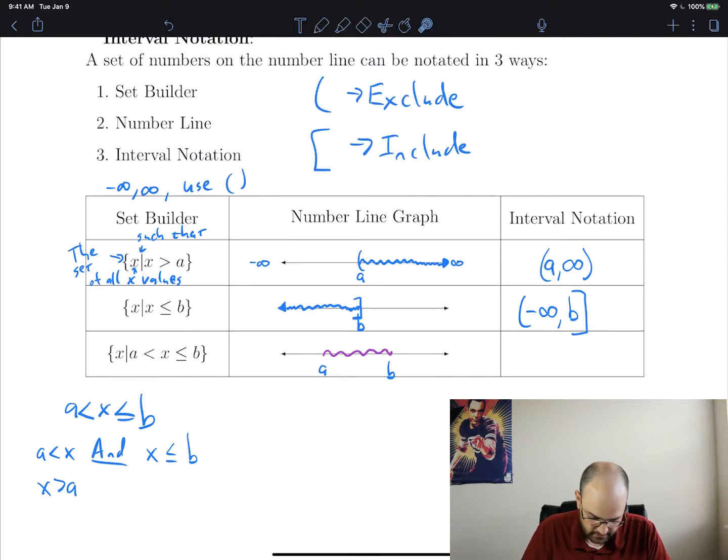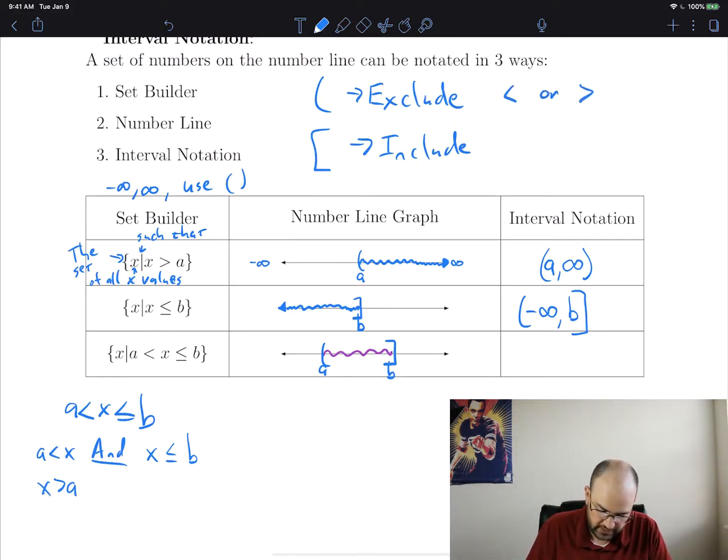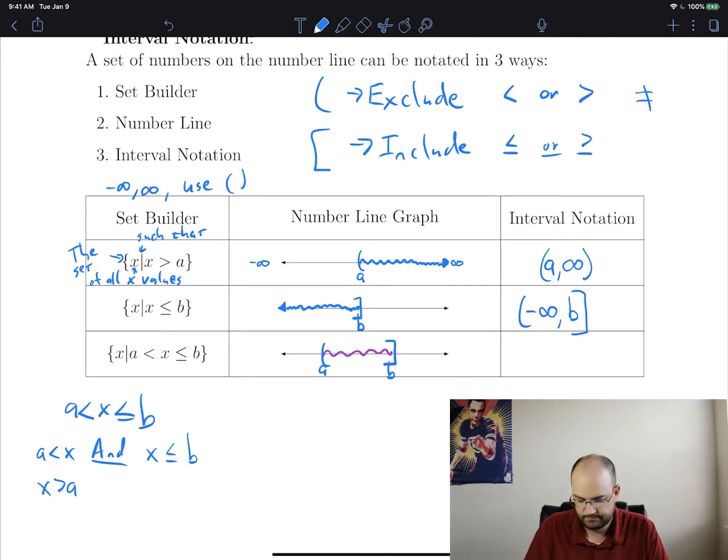As for our endpoints here, for a, we had a less than, so a less than symbol is simply parentheses. And for b, we had a less than or equal to, and that is a square bracket. Remember, just a less than or greater than is parentheses. Less than or equal to, greater than or equal to is square bracket. Technically not equal to as well is for the exclude. For the include would be less than or equal to or greater than or equal to, and the equal would just be something else entirely.